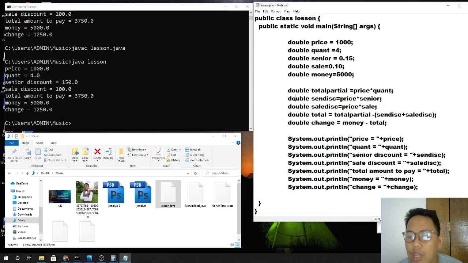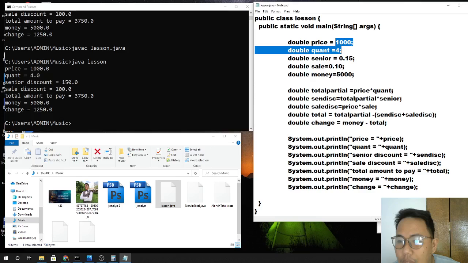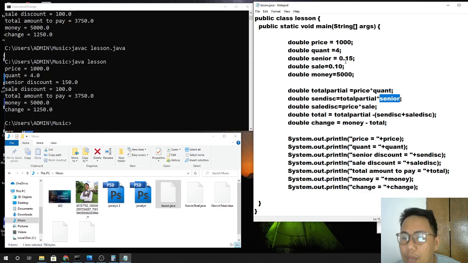After that, I created another variable here, senior discount. I have it double because again this is a decimal number, so it must be double. So senior discount equals price again. So the same thing. It should not be the price. It should be total partial because we will be taking out the senior discount on the total of 1,000. I mean the answer of 1,000 times 4, 4,000. So again, total partial is 4,000 times senior, which is 0.15.